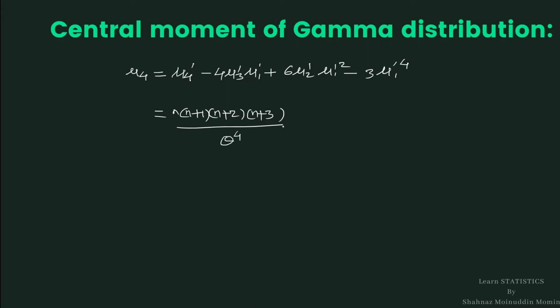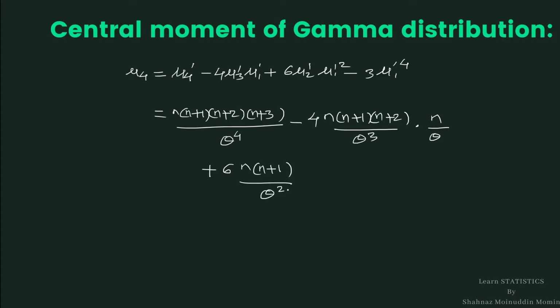This is the value of mu 4 dash, minus 4 into n into n plus 1, n plus 2 divided by theta cube. This is mu 3 dash, and n by theta, which is mu 1 dash. Similarly plus 6 into n into n plus 1 divided by theta square into n by theta bracket square minus 3 n upon theta raised to 4.